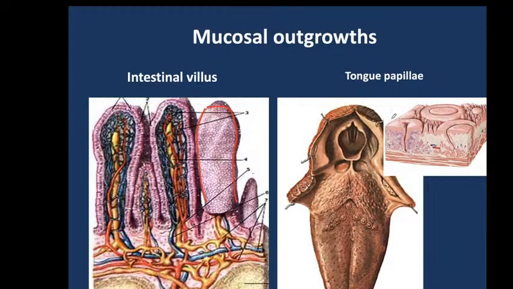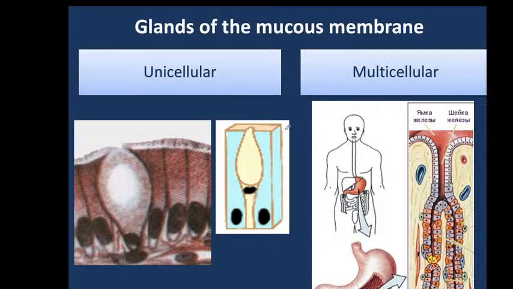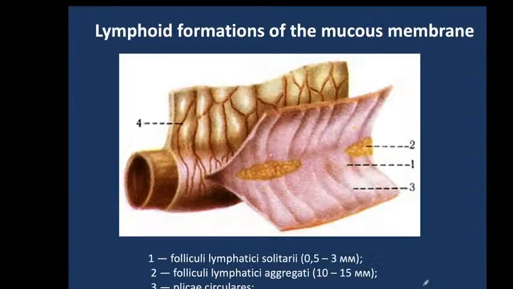And we could find visible papillae in tongue. They also are outgrowths of mucosal membrane or layer. Sometimes we could find glands in lamina propria. It would be single cells, like here, unicellular glands, or sometimes it would be multicellular. A lot of cells are located in one gland.